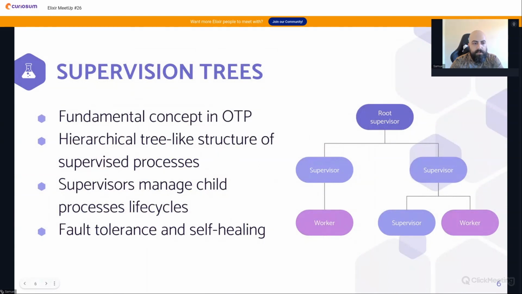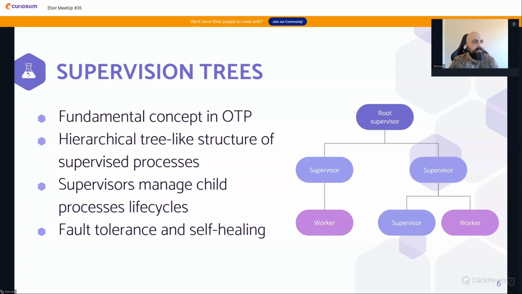Okay, so what are supervision trees? They are a very important concept in the OTP framework, and they are designed to handle failures gracefully and make sure that our applications will not blow up completely if something bad happens.